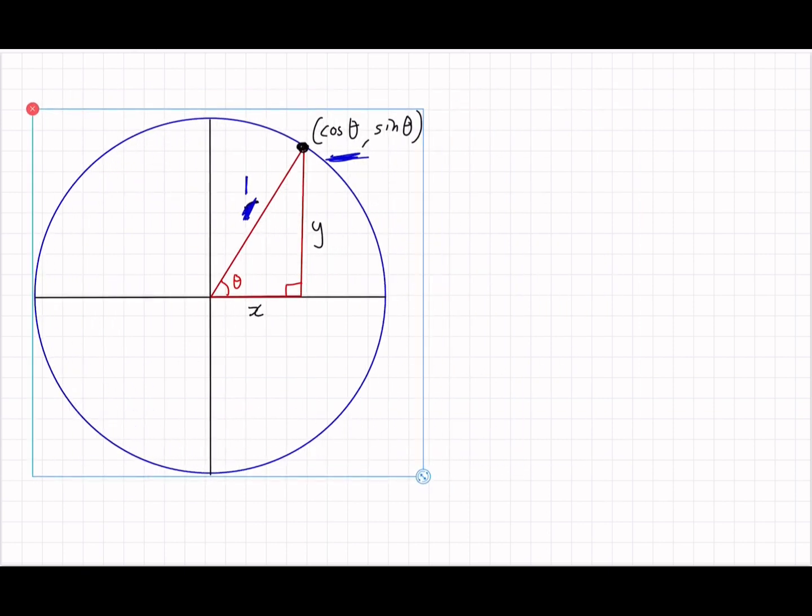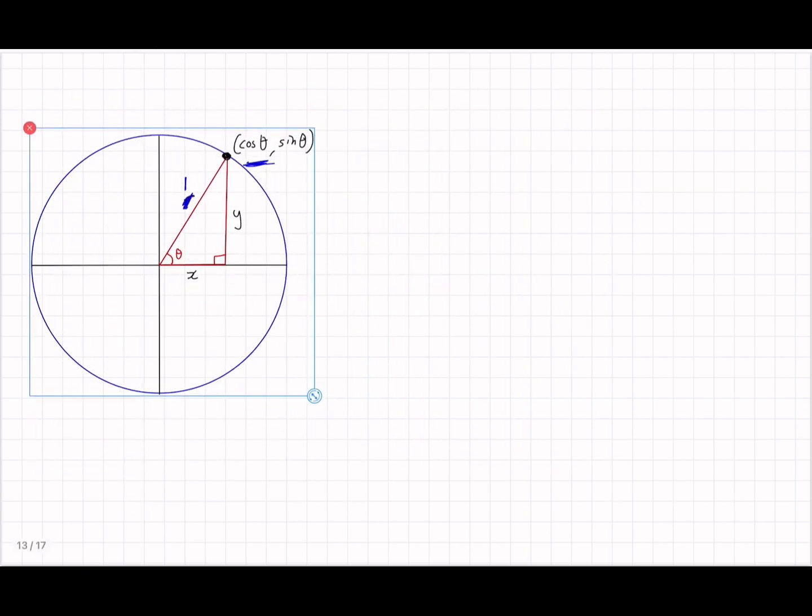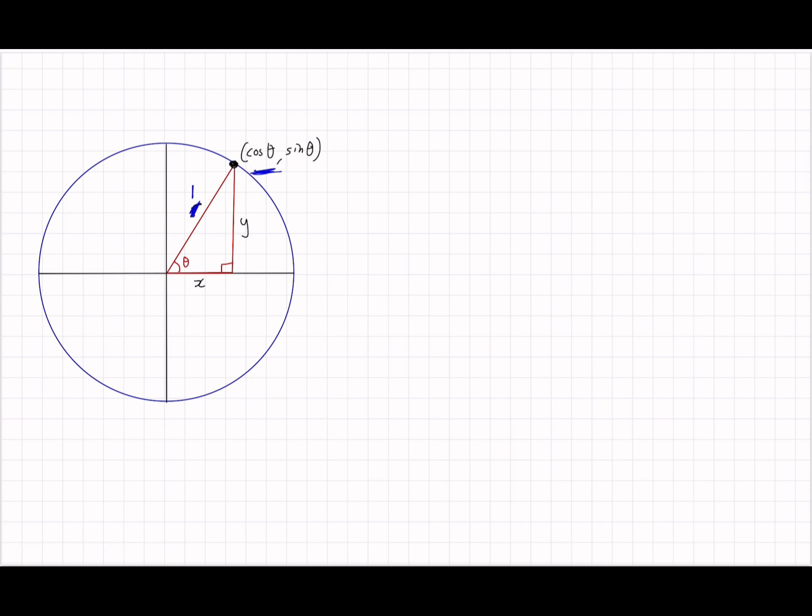Okay. Shrink it down a bit. Okay, so this is the graph that we have right now. This is the diagram. Here r is equal to 1, and x comma y is cosine theta comma sine theta.